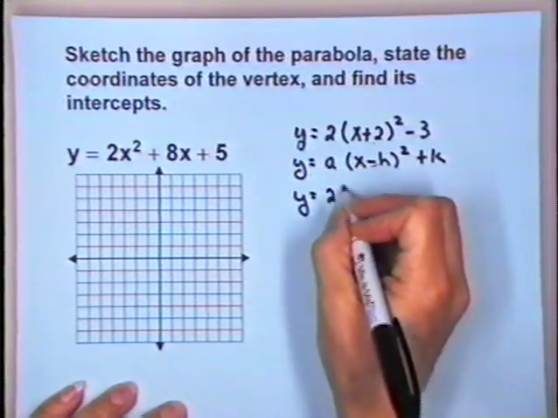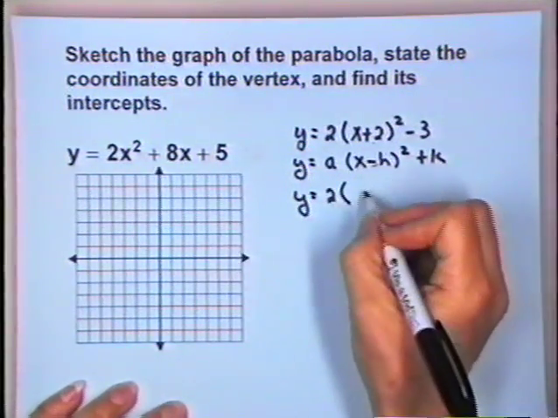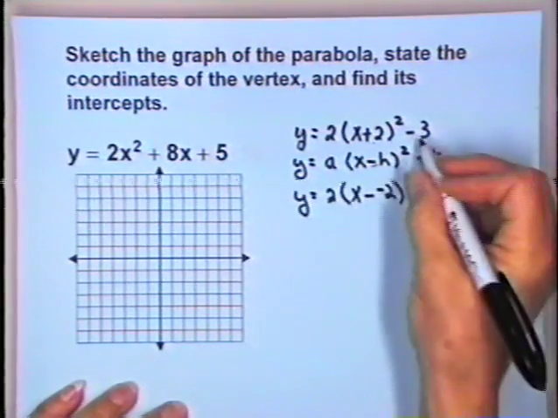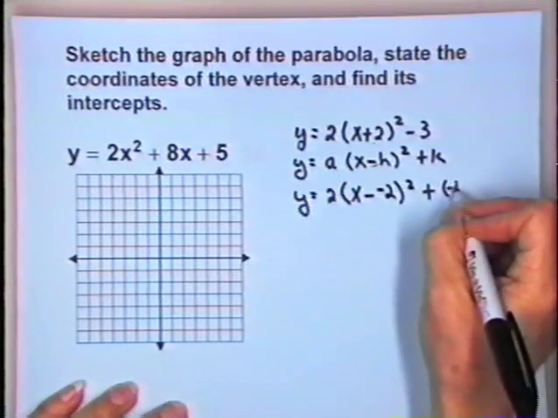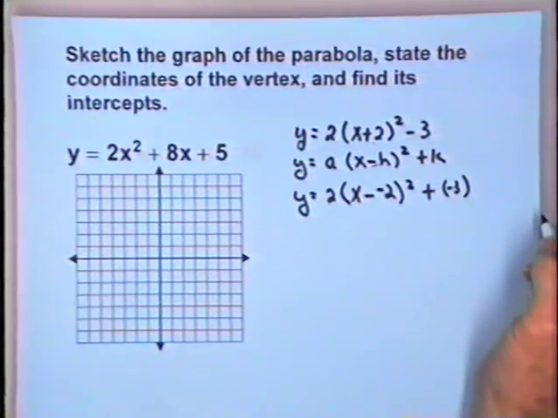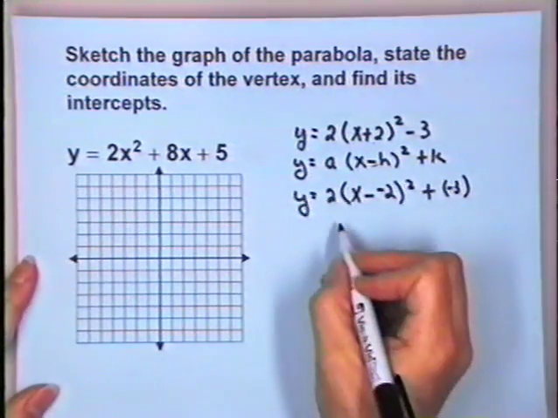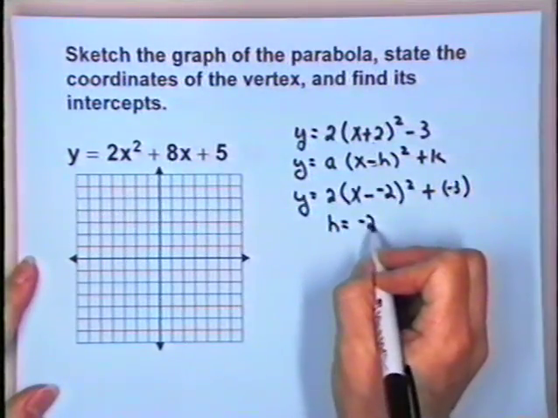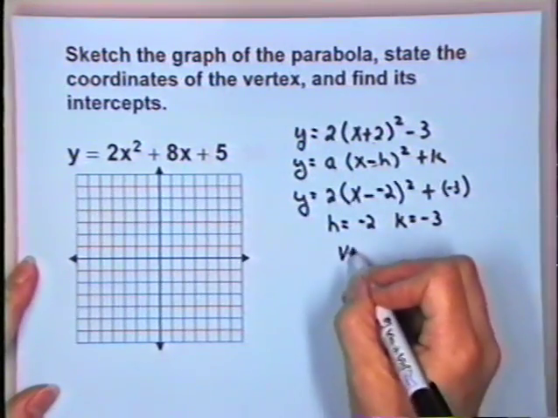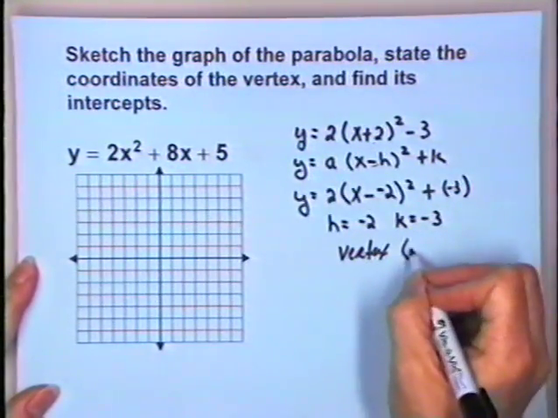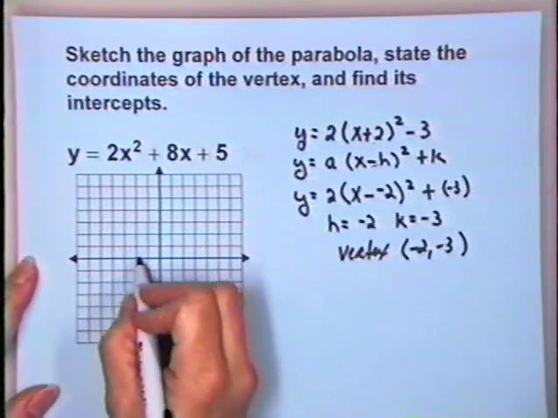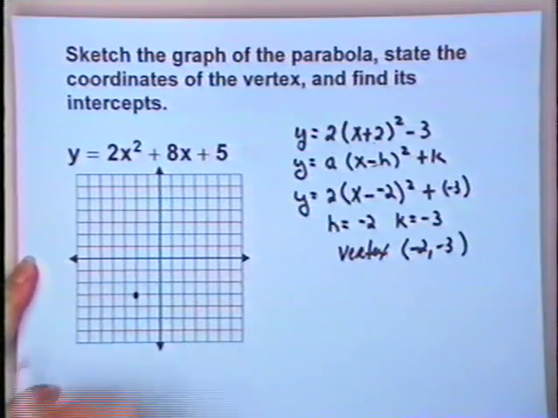Remember how we did this with circles? Instead of saying x plus 2, I can say x minus a negative 2. And instead of saying minus 3, I can say plus a negative 3. Now, you will not always have to rewrite this as long as you can mentally think about doing this step. So I can see that h is a negative 2 and k is a negative 3. So my vertex is at the point negative 2, negative 3. Let's locate that vertex. Negative 2, negative 3 would be right here.